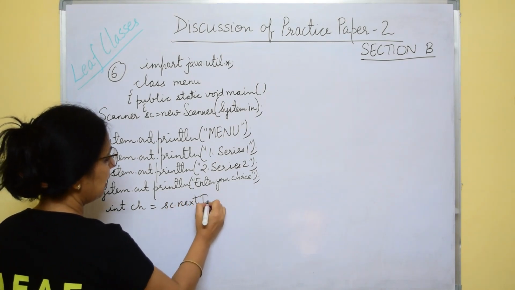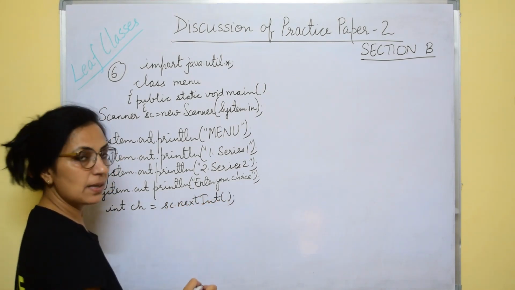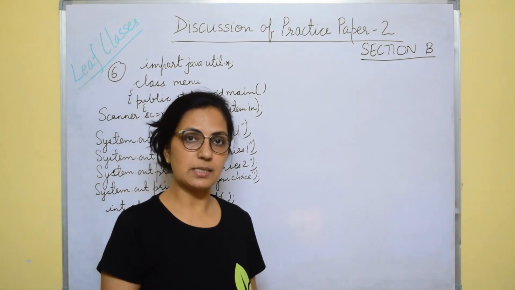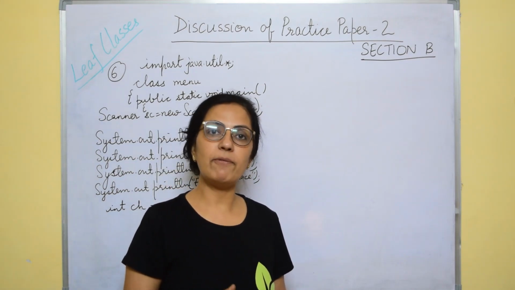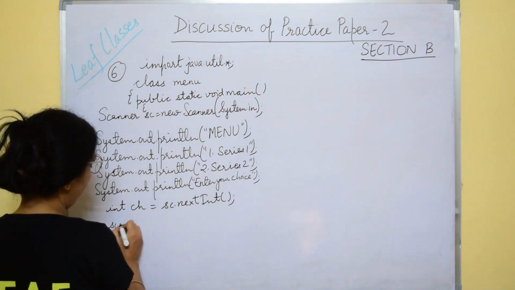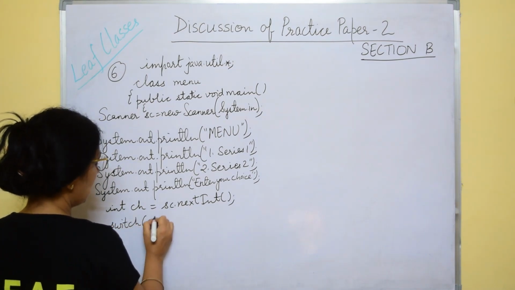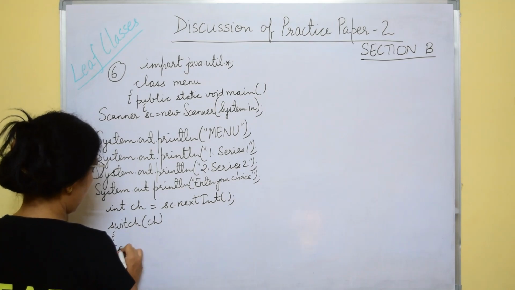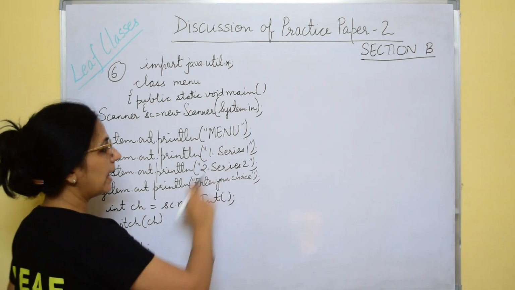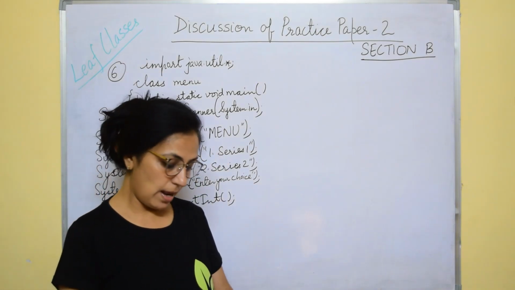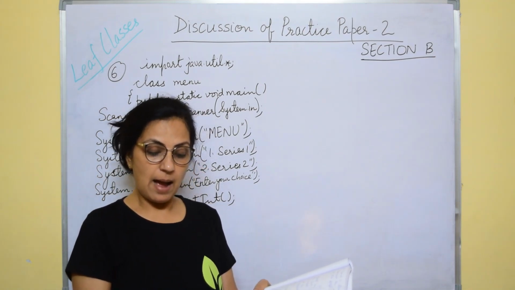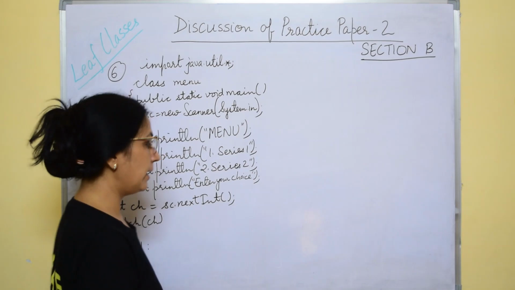sc.nextInt. Now once the choice is accepted, then depending upon the user's choice we have to perform the task. Now for menu-driven questions we prefer using the switch case statement. So ch is the control variable here, switch ch, and the cases are case 1 and case 2. When the case is 1, that means we want series 1. Series 1 is 1 by 2 minus 2 by 3 plus 3 by 4 up to n. So the value of n is to be entered.